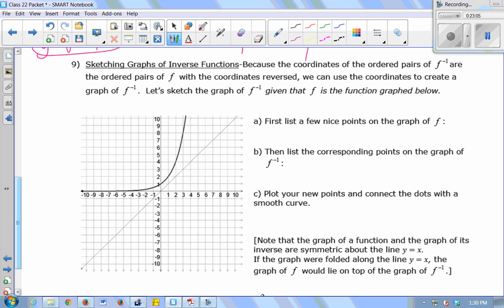So here's a graph of f. I have it sketched here. Let's list a few nice points on the graph of f. 0, 1. It goes right through 0, 1. Some other nice points? 1, 2.